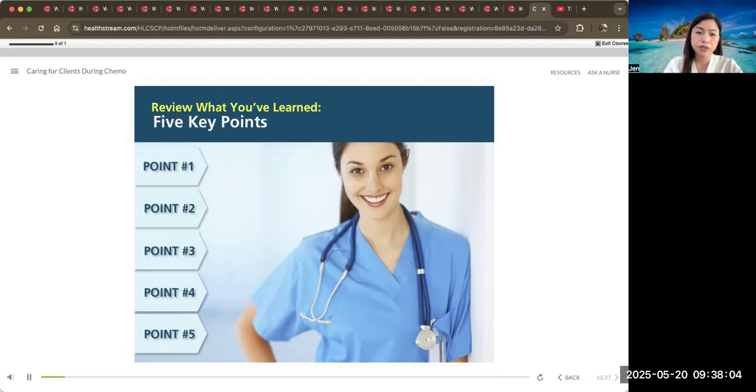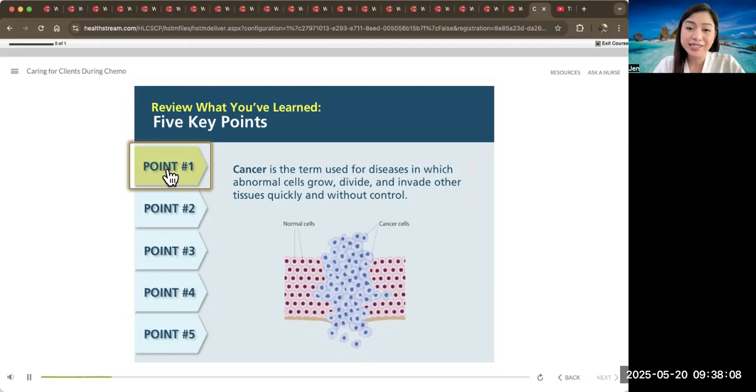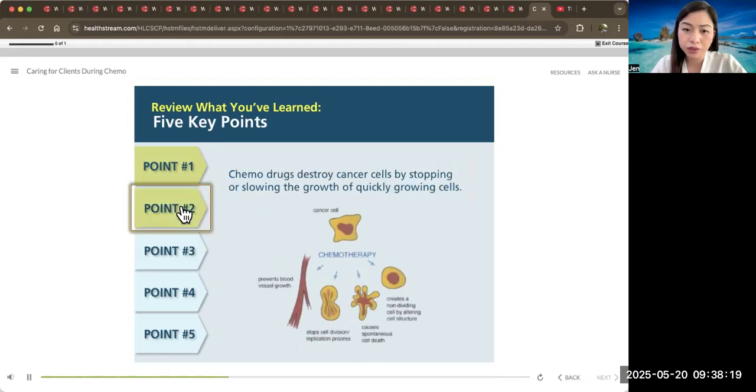Okay, review what you've learned. 5 key points. Point number 1. Cancer is a term used for disease in which abnormal cells grow, divide, and invade other tissues quickly and without control. Point number 2. Chemo drugs destroy cancer cells by stopping or slowing the growth of quickly growing cells.